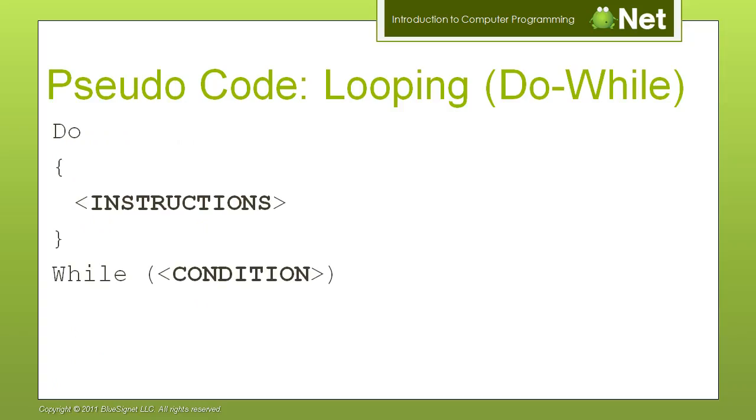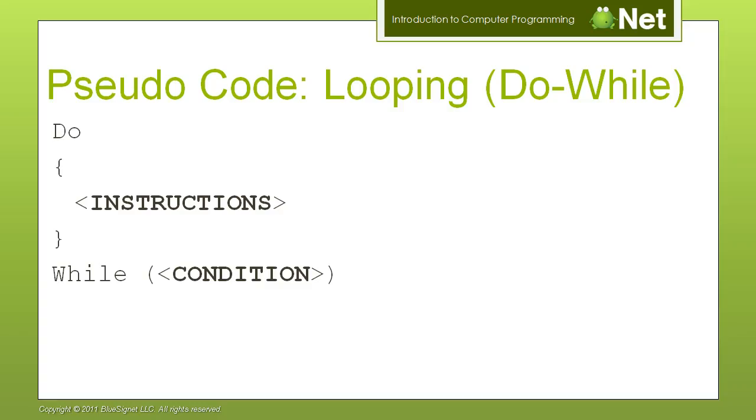The next type of loop is a do-while, which we've seen before. And so the do-while is very similar to the while, but we do the instructions first and then test the condition. So the way we denote this in pseudocode is by saying do the following block of code with the instructions while this condition is true. If this condition is still true, we go back to the do and execute the block of code again until that condition is false.